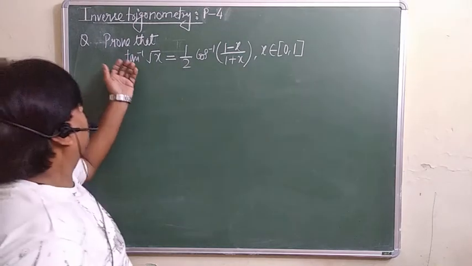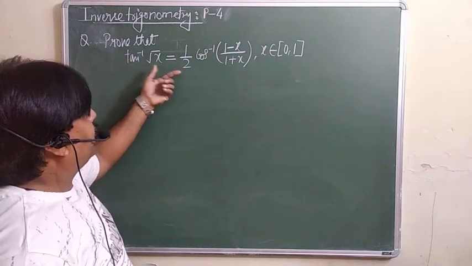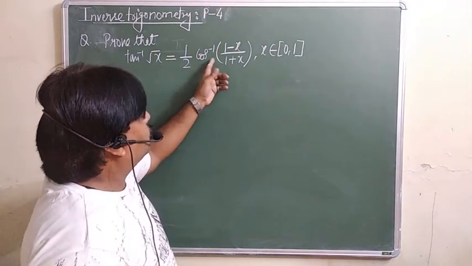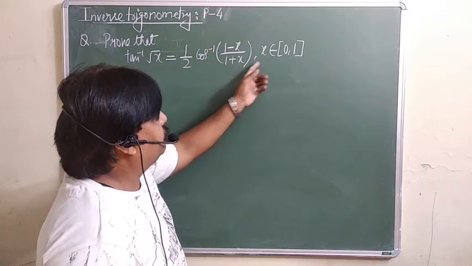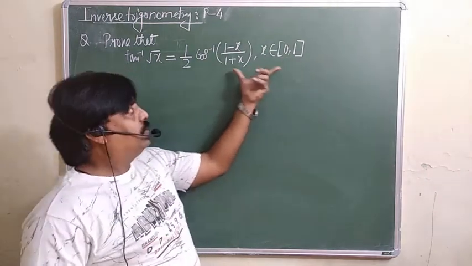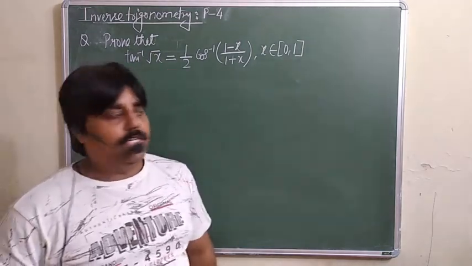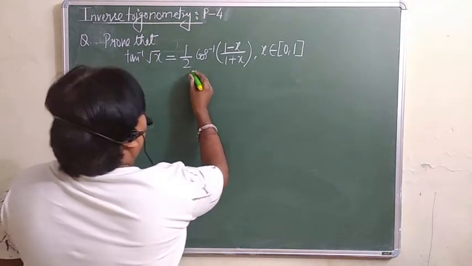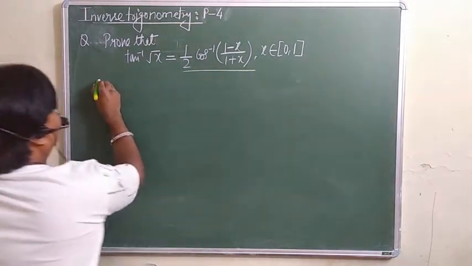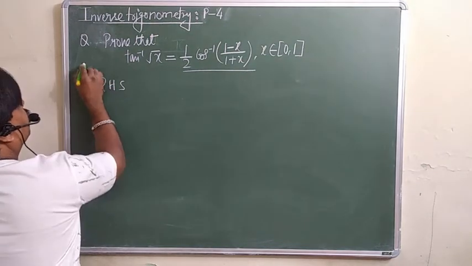Yes, one more question. Prove that tan inverse root x is equal to 1 by 2 cos inverse of (1 minus x) over (1 plus x), where x belongs to 0 to 1. This is the question which we have taken from your NCERT miscellaneous. See, so I am taking the right hand side. Your RHS is in the solution.